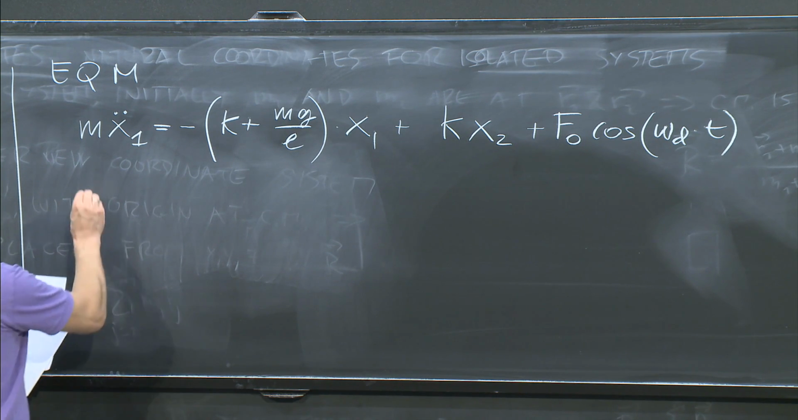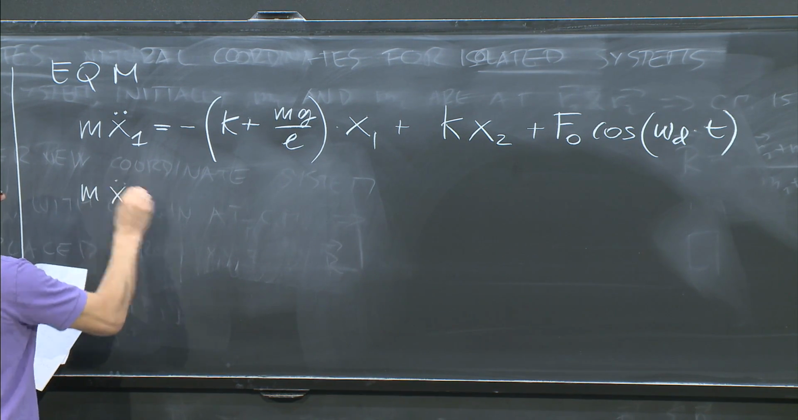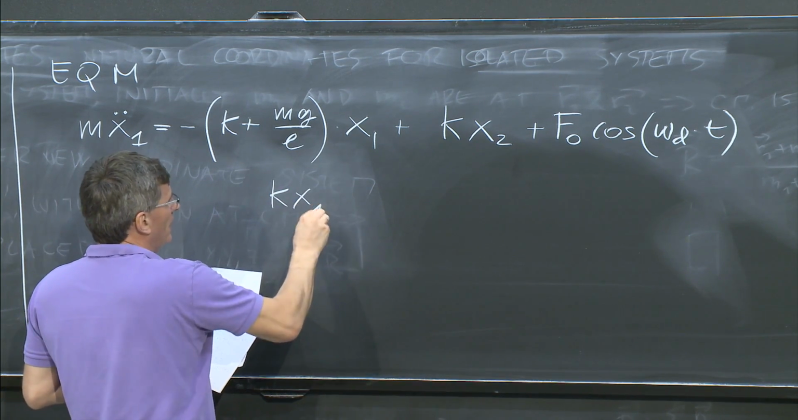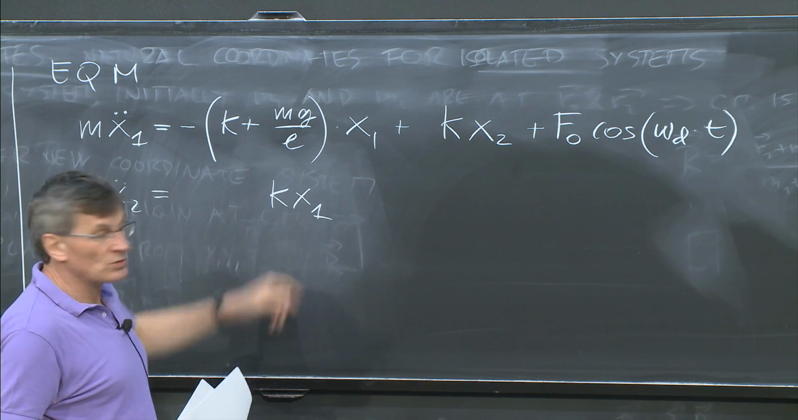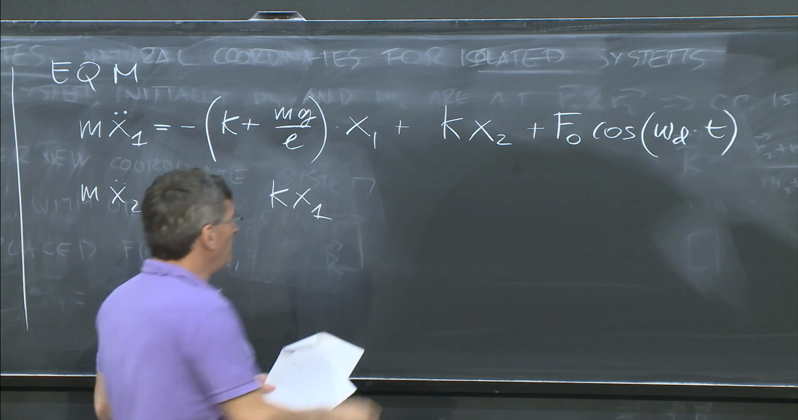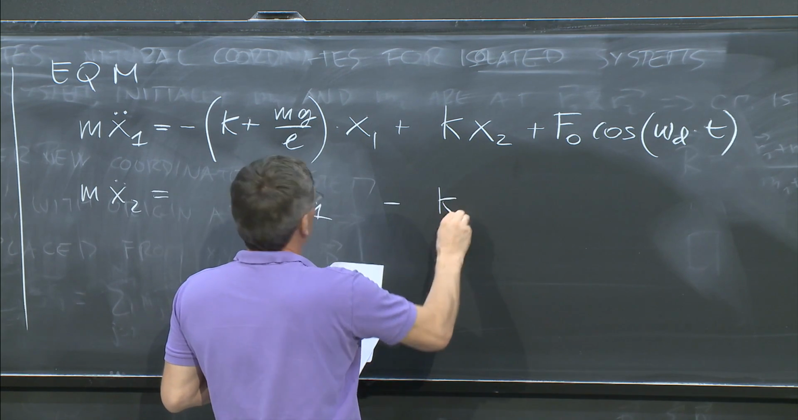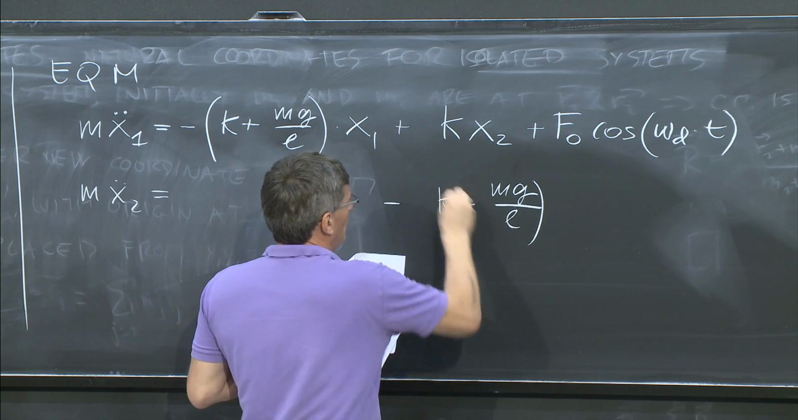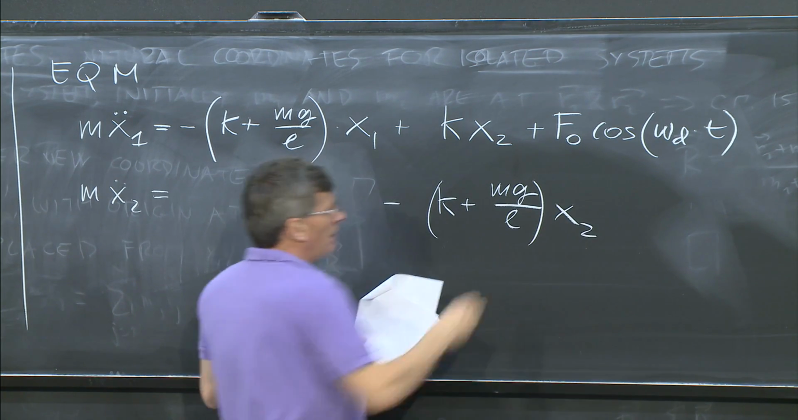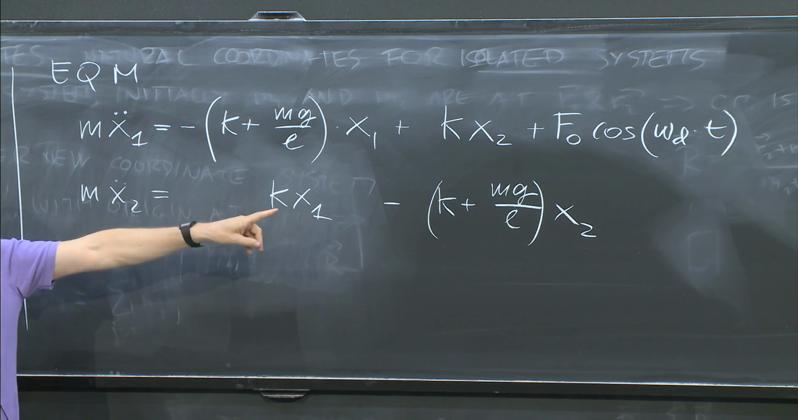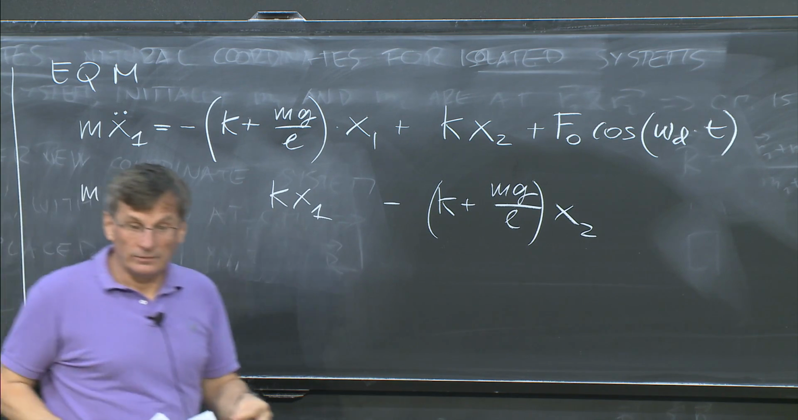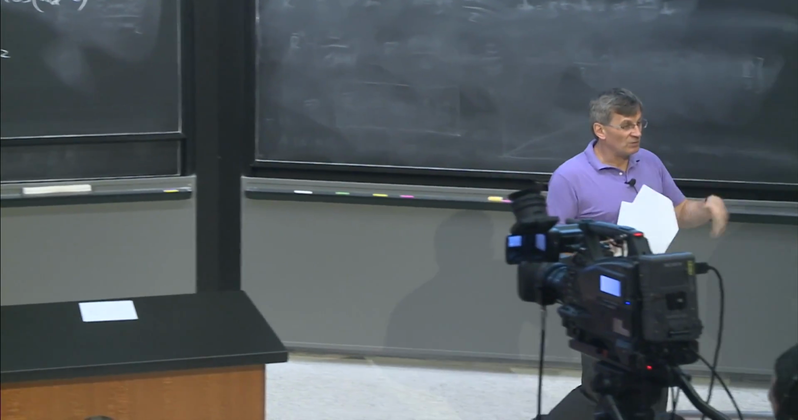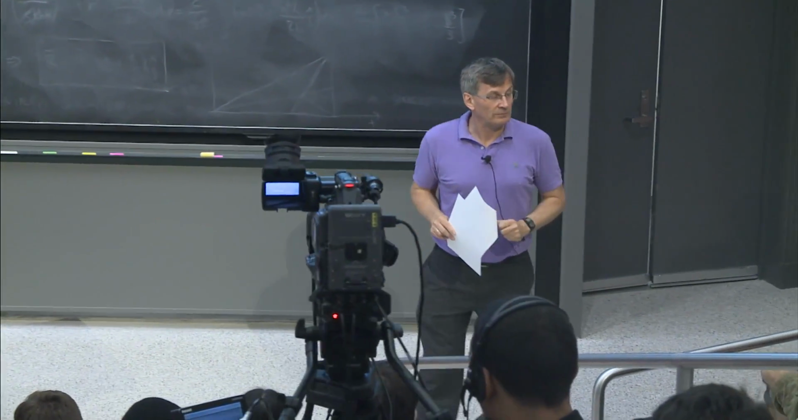Now, the second mass, m x2 double dot, feels the position of x1 through the spring, and there is its own pendulum effect plus a spring term depending on position x2. Interestingly, there is no force here because the force is applied to mass 1. So mass 2, a priori, doesn't know anything about the force. But of course, it will know through the coupling. Yes? Questions?